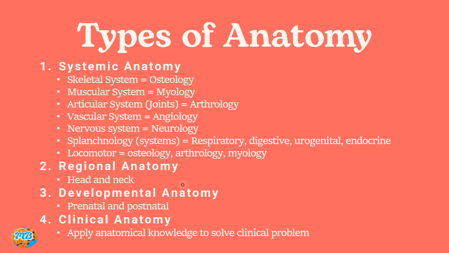And then we have regional anatomy, so just focusing on the head or the neck. Developmental anatomy, so embryology, how babies develop from the fetus to after they're born. And then clinical anatomy means applying knowledge of anatomy to solve clinical problems. So for example, we know the carpal tunnel contains the median nerve. So if you're having symptoms of carpal tunnel syndrome, then you know that the median nerve is the issue, basically.